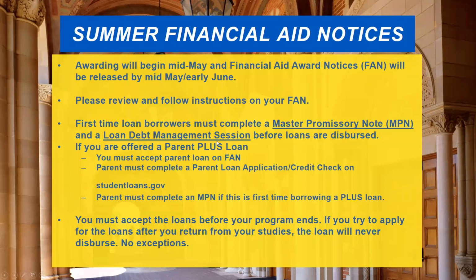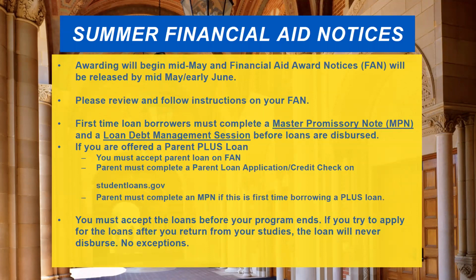Now, if you're offered a Parent Plus loan, which is a loan that your parents will be taking out, and you accept that on the financial aid notification, then the parents must, all parents, it doesn't matter if they've had a Plus loan previously, go to studentaid.gov and complete a parent loan application, which is a credit check. It's also known as a Plus loan application, Parent Plus loan application. So they will need to go to studentaid.gov to complete that parent loan application.